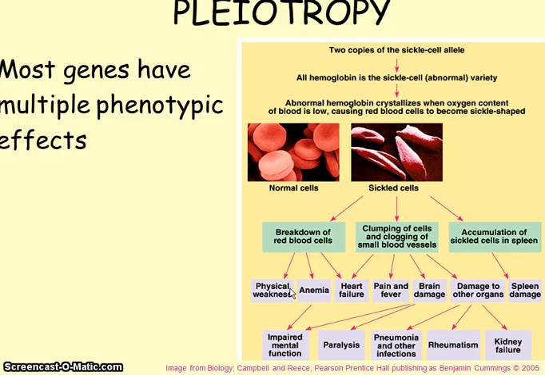Big word, pleiotropy. The pleio part is just saying that most genes have multiple phenotypic effects. For example, you have two copies of the sickle cell allele. The hemoglobin is sickle cell, which then makes it crystallize and become sickle shaped. And because of that, there are many things that can happen.